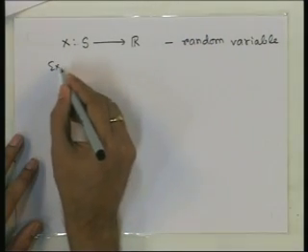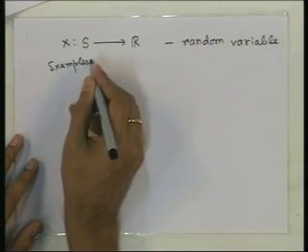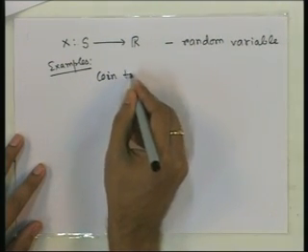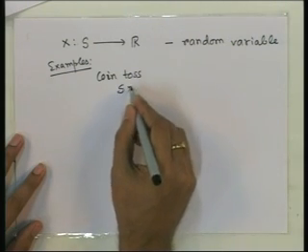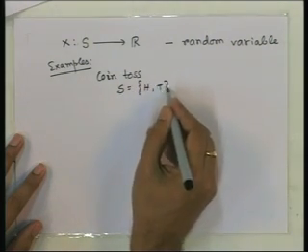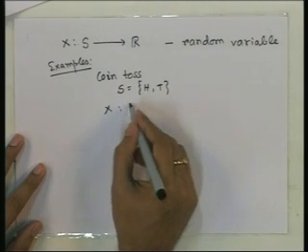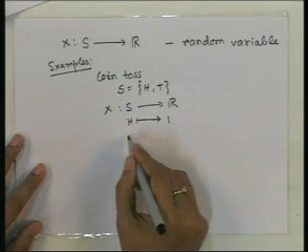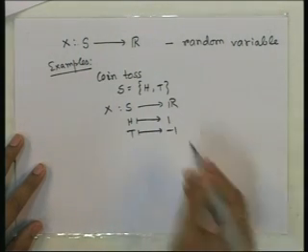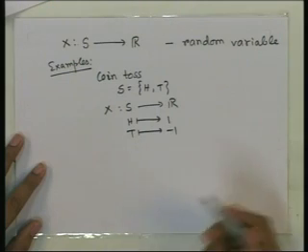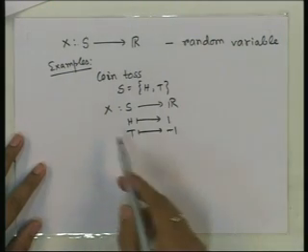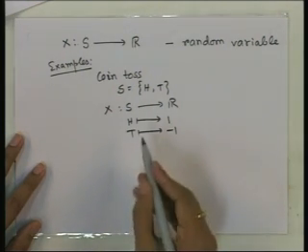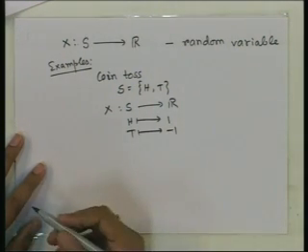Let us see some examples. So, consider coin toss. S is head and tail. Now, we can consider a mapping like this, where head is mapped to 1 and tail is mapped to -1, or tail is mapped to 0. That will be a different random variable. So, we can take different mappings and there will be different random variables. Okay. So, this is an example of a random variable.